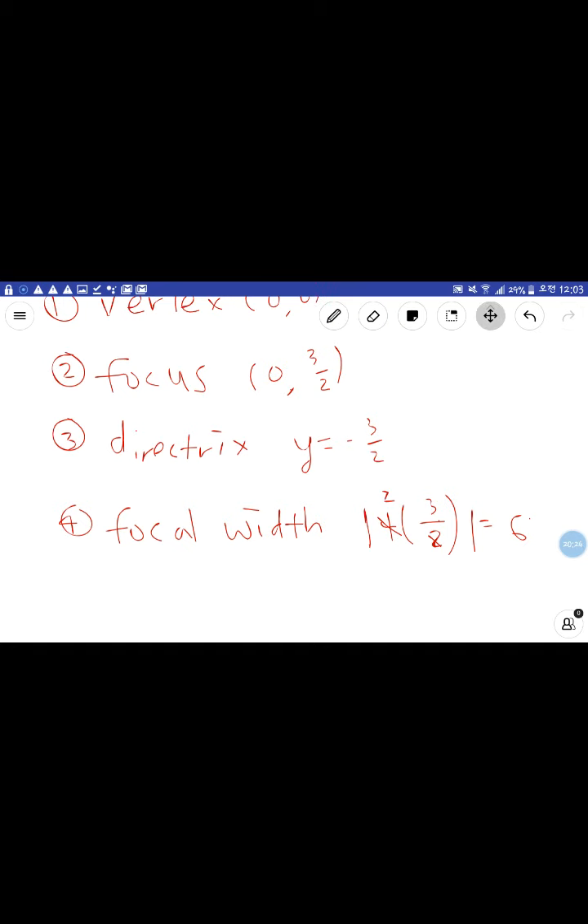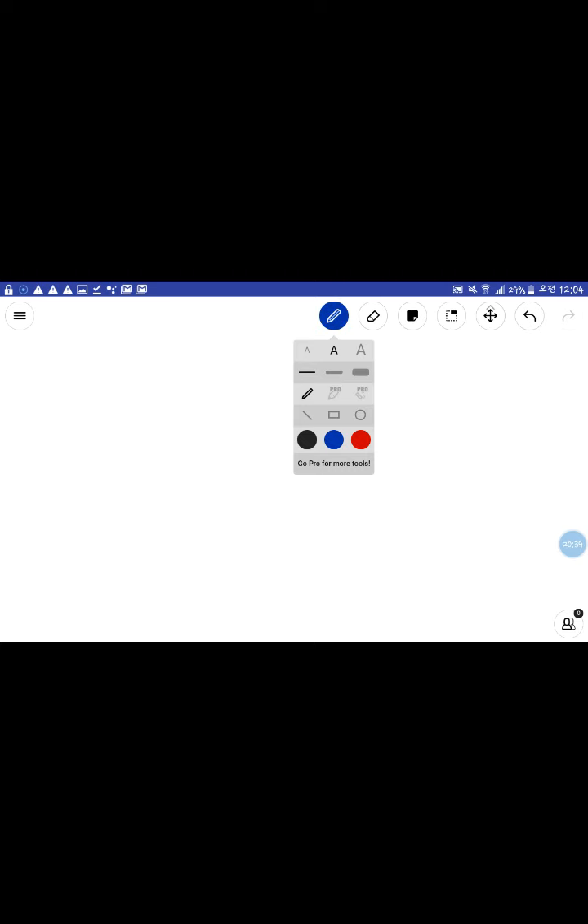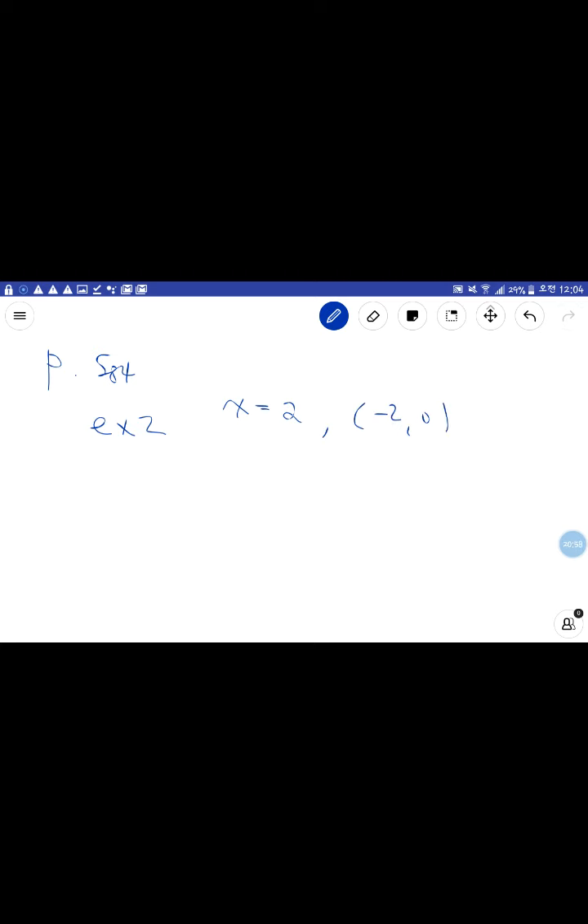Okay? Alright, let's go. We're going to go to example 2 now, on page 584. Find the equation in standard form for the parabola whose directrix is the line x equals 2 and whose focus is negative 2, 0. So that is the focus, and that is the directrix.